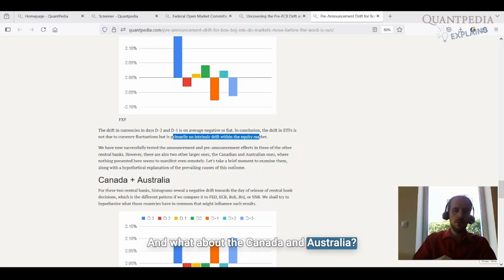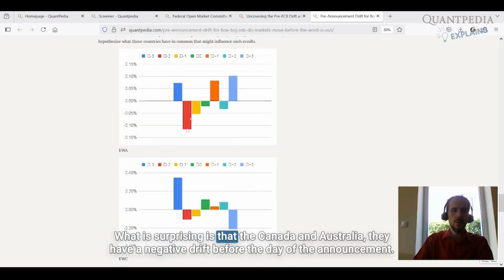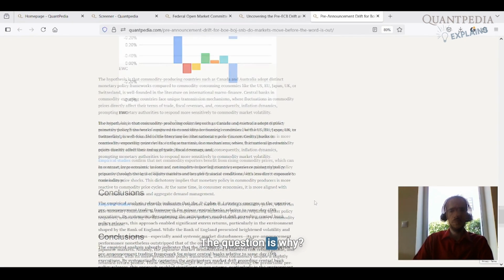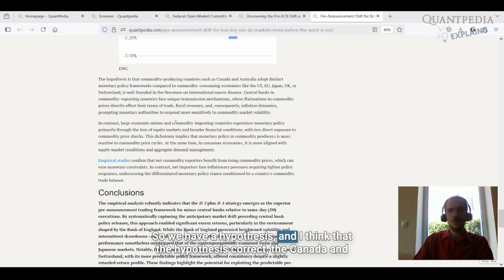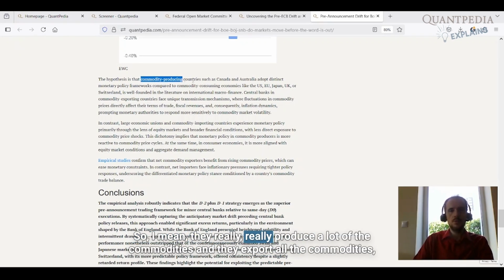And what about Canada and Australia? For these two central banks, the histograms reveal a negative drift towards the day of the release. What is surprising is that Canada and Australia have a negative drift before the day of the announcement. The question is why? We have a hypothesis, and I think that the hypothesis is correct. Canada and Australia are commodity producing countries. They really produce a lot of commodities and they export all of them.